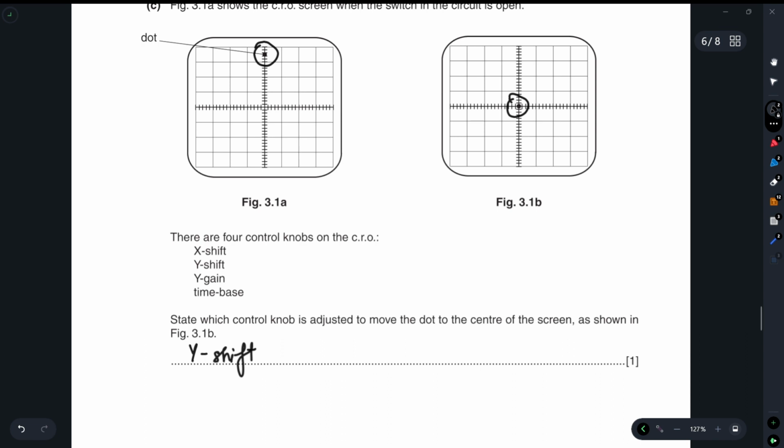Y shift or X shift. Let's say, for example, initially, if your dot is not at the origin, you can use the X and the Y shifts to bring it to the origin. You can calibrate it according to that.